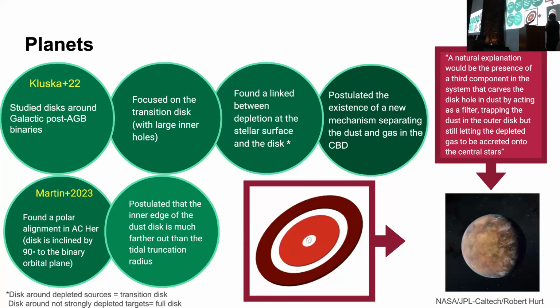So basically what they postulate is the existence of a mechanism that separates the dust and the gas in the circumbinary disk. And this is what they state word for word in their article: a natural explanation would be the presence of a third component in the system that carves the disk hole in dust by acting as a filter, trapping the dust in the outer disk, but still letting the depleted gas be accreted onto the central stars. And that third component they are talking about is a planet. There's no direct detection here. They just infer that there could be the presence of a planet.